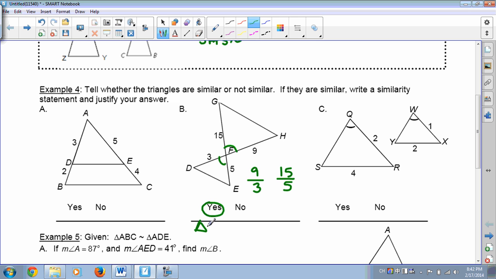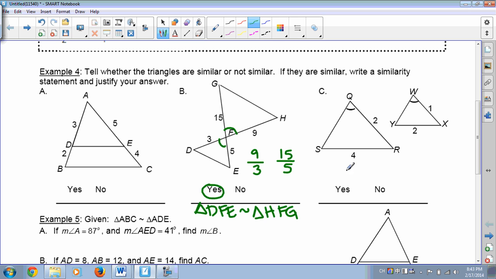So our similarity statement, it doesn't matter if you start with a small triangle or the big triangle as long as you go in the correct order. So let's just start with a small one. Triangle DFE is similar to triangle D. Again, remember, all the way across to the other side, H would be corresponding to D. H, F, G. Okay? Let's go ahead and look at example 4C.